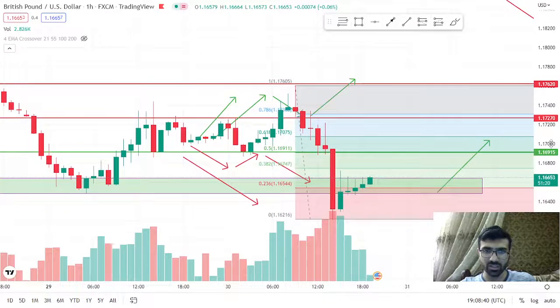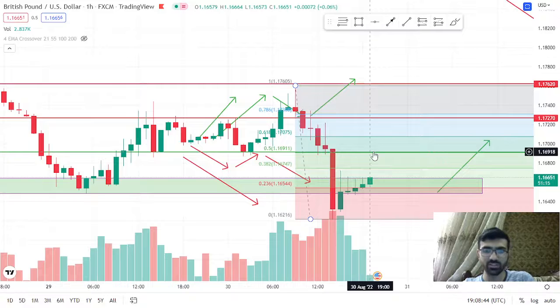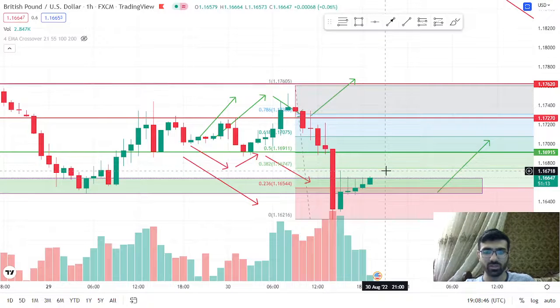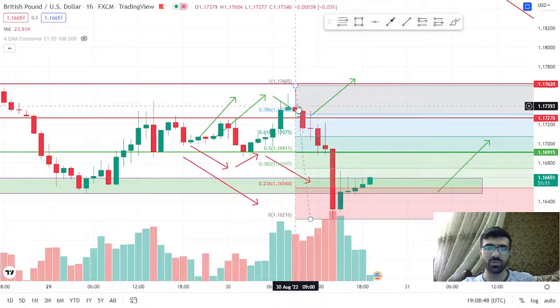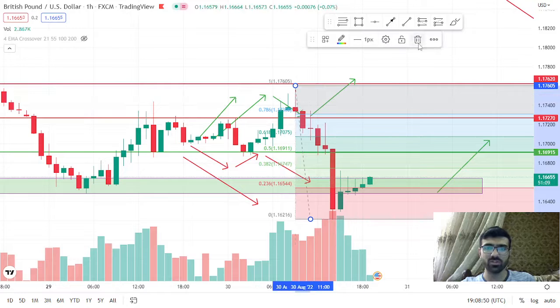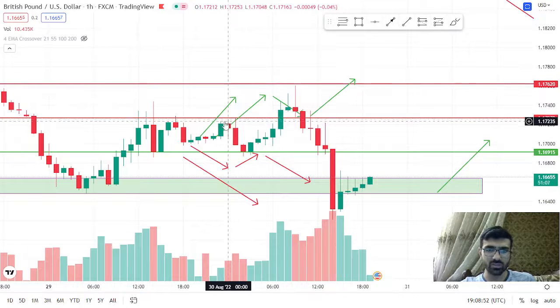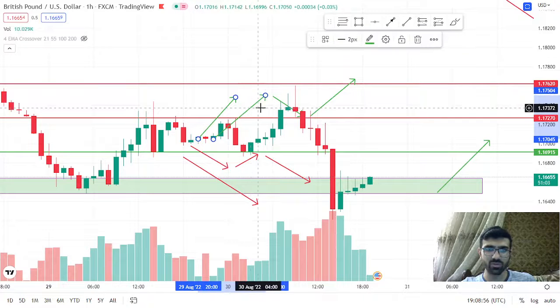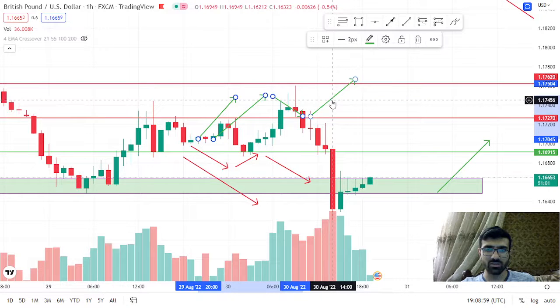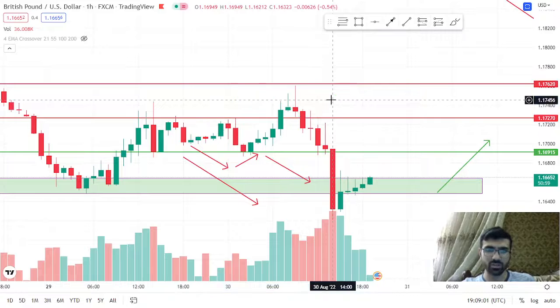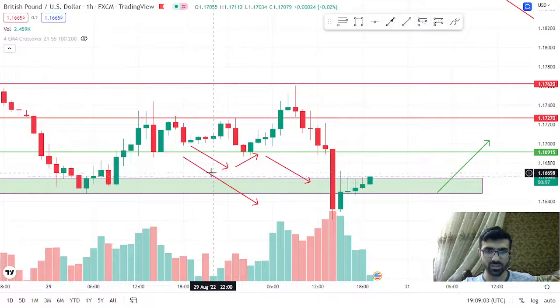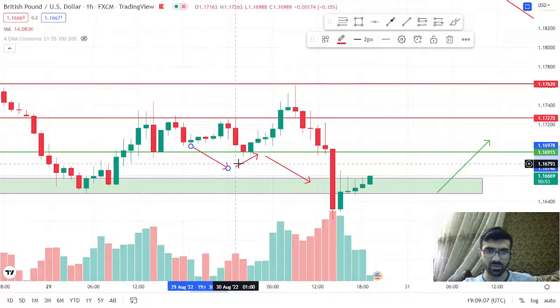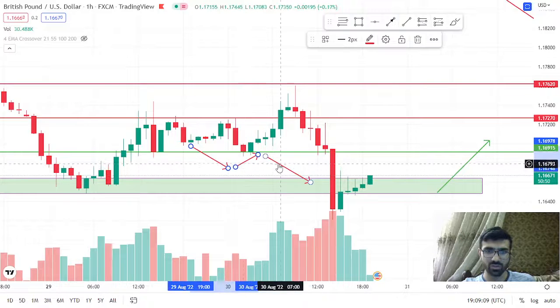Okay, exactly at this support area, this would be tested, and if this area is respected, then the market would go short from here. Okay, so let me remove this in the previous scenarios, and let me put on the fresh scenarios for all of you, so you guys can have better trading opportunities for tomorrow as well. Okay, so let me remove all these.